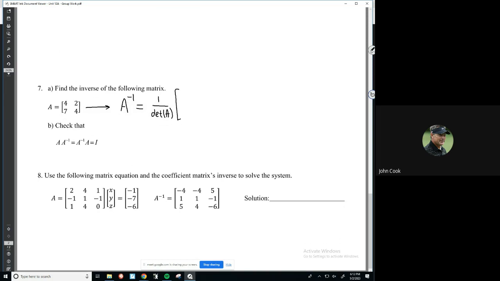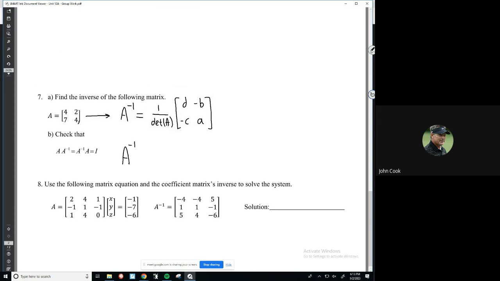Ready? You switch the A and the D value, okay? So it becomes D over here and A over here, and then you negate these two numbers over here. So it's called negative B and negative C. If you do that, that's how you can find a quick 2 by 2 matrix inverse, and it's really easy. So let's follow this structure and solve for the inverse of the matrix.